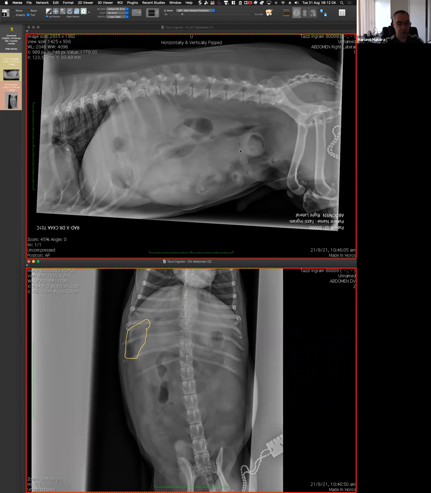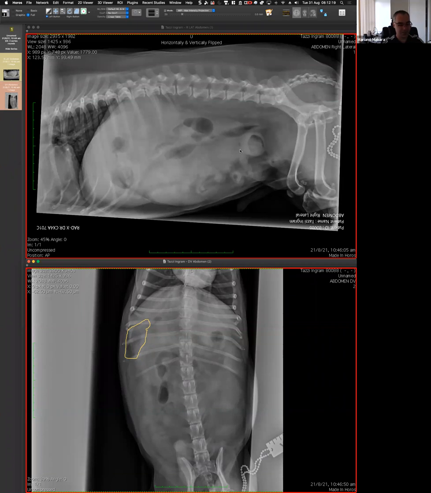Someone is drawing something on the right cranial quadrant of the abdomen. I think it's Jill, but I think you're struggling with the microphone. It is me, and I am struggling with a microphone. I seem to have lost part of my thing. Can you hear me now?